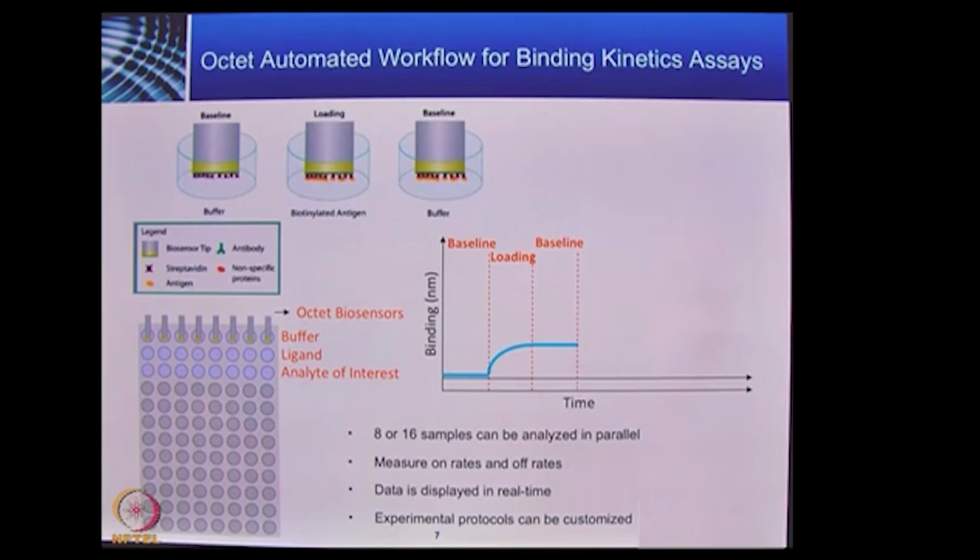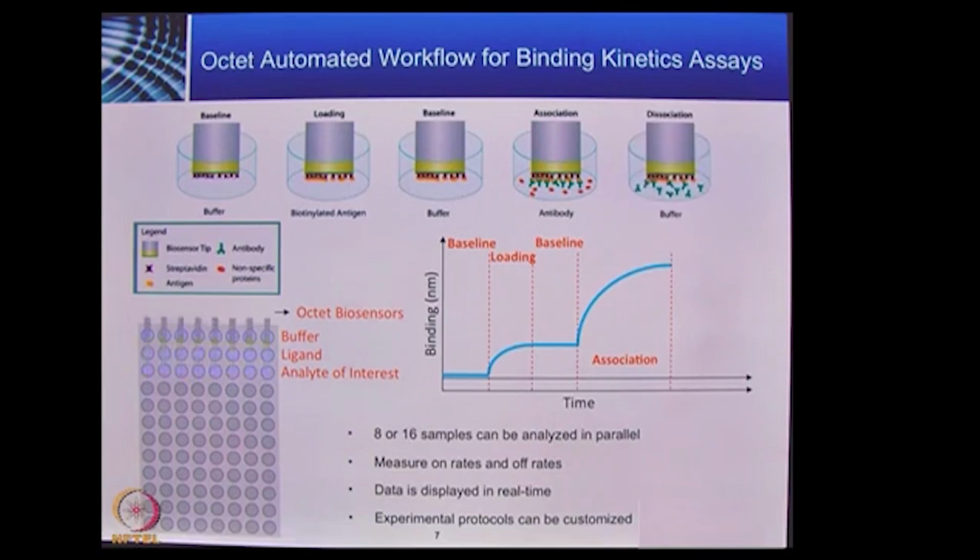Afterwards, the biosensor is then moved back to the buffer. Then we can get the baseline before the real interaction happens. As the fourth step of the interaction, the biosensor is moved into the wells which contain the analyte of interest. The analyte of interest will bind to the ligand which has already been immobilized on the biosensor. And from here, we can get the association curve between the analyte and the ligand.